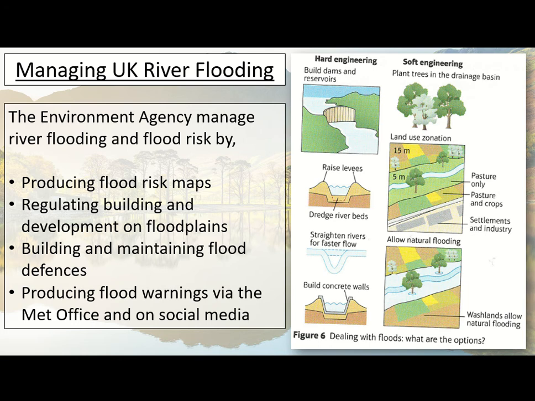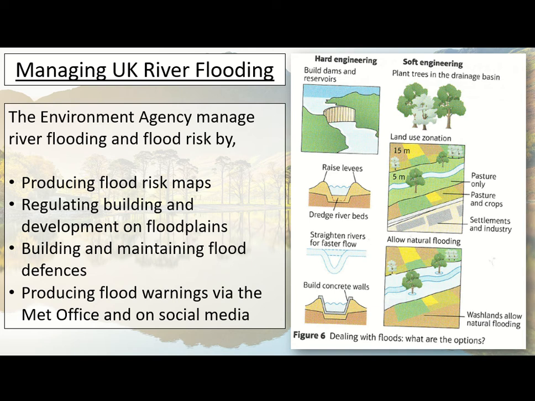Okay, so managing river flooding in the UK is something we've covered in the UK landscapes section. So this whole topic really is very strongly linked to the UK landscapes section, topic 1 of paper 1. So you should know all about already hard engineering and soft engineering strategies like dams and reservoirs, levees, afforestation, land use zoning and washlands.